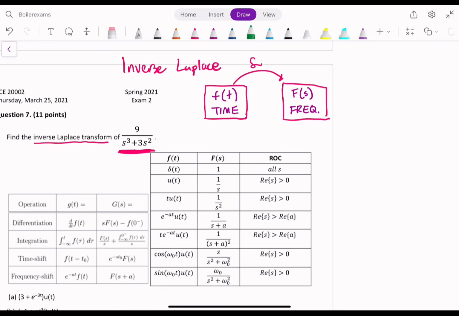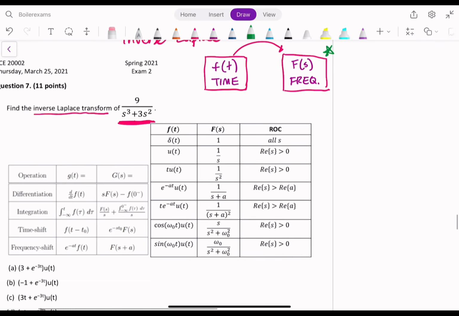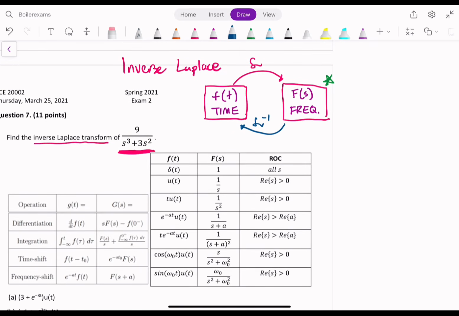So we are within the frequency domain, and they want us to inverse Laplace transform that F of s frequency function right here back into the time domain in terms of t. And so that's all that we're going to do here.